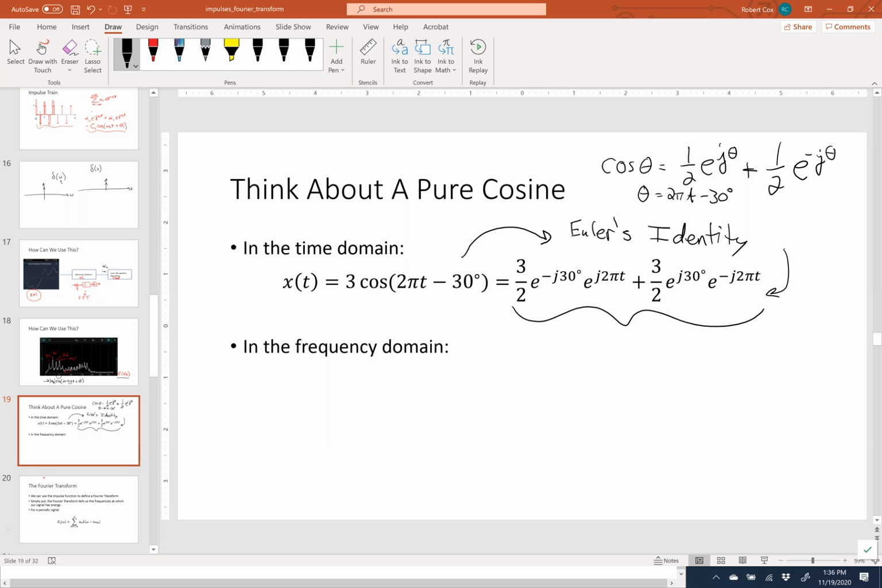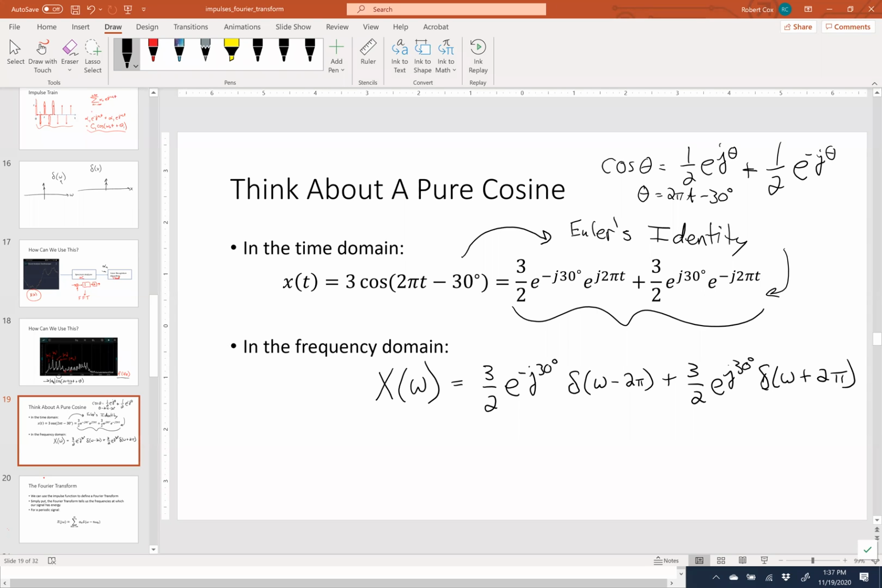Okay, so I want to look at this guy in some way, and I'm going to write it like this. I want to represent, as a function of omega, where this guy has information. So I'm going to say 3/2 e to the minus j 30 degrees times delta of omega minus 2 pi, plus 3/2 e to the j 30 degrees times delta of omega plus 2 pi. Okay. What does that mean?